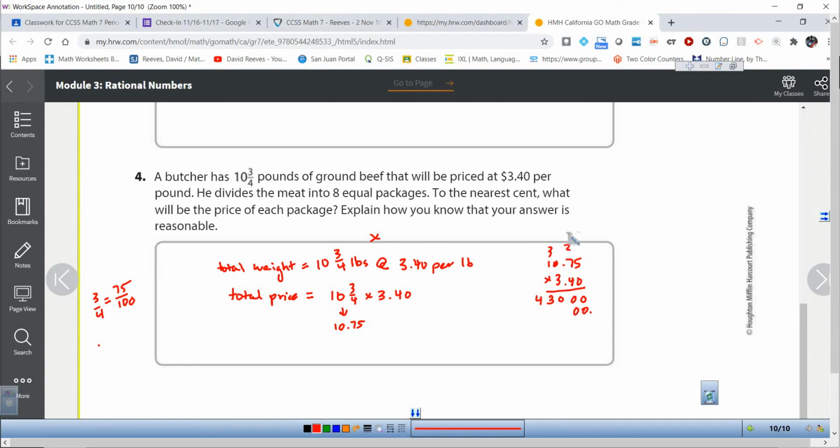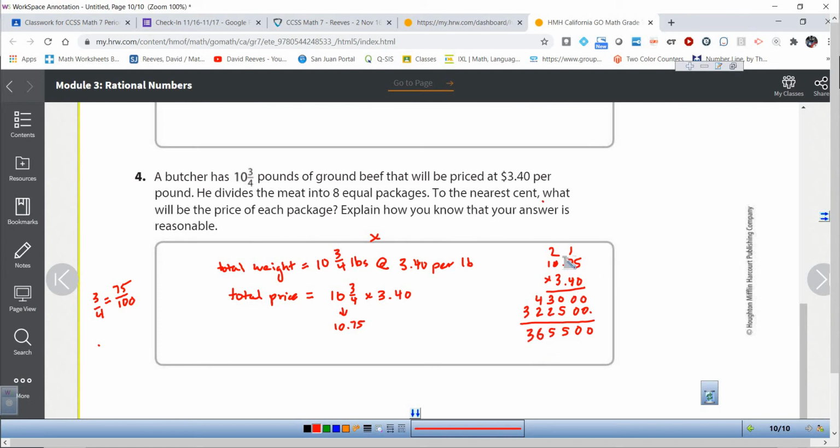Here we go. 3 times, and I'm going to erase these carry marks. Here we go. 3 times 5 is 15. Carry the 1. 3 times 7 is 21 plus 1 is 22. Carry the 2. 3 times 0 is 0, 2, and then 3 times 1 is 3. All right, and then I'm going to add those together. 0, 0, 5, 5, 6, and 3.